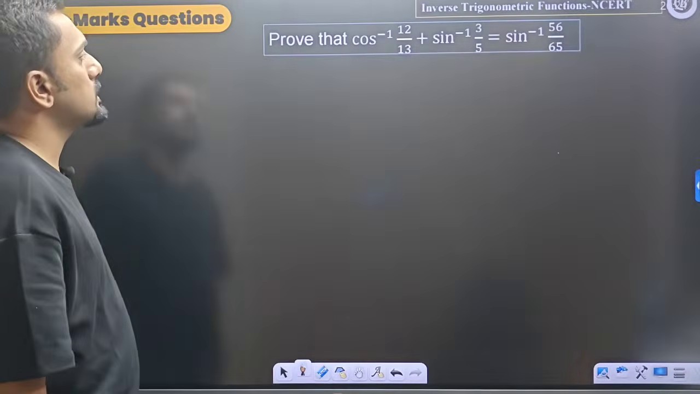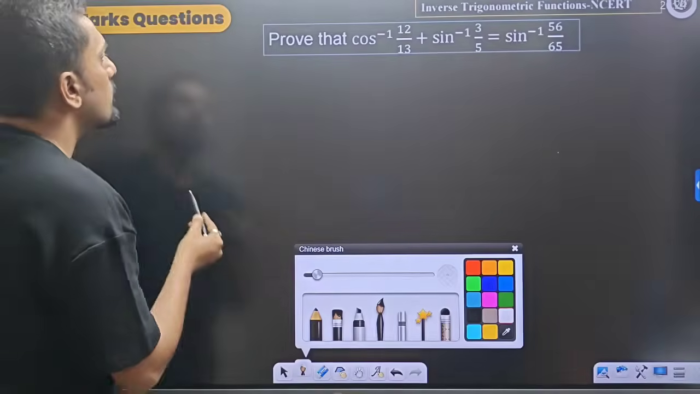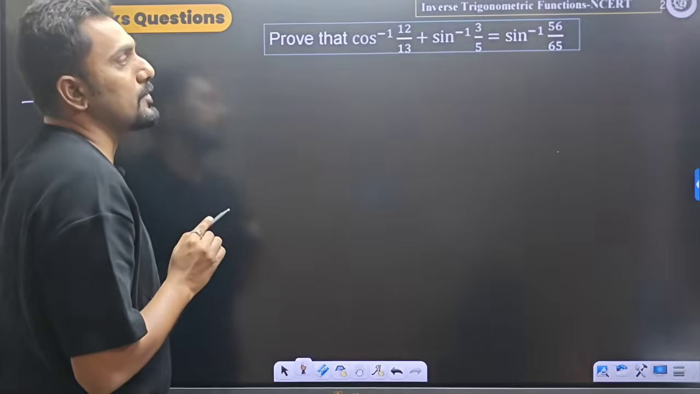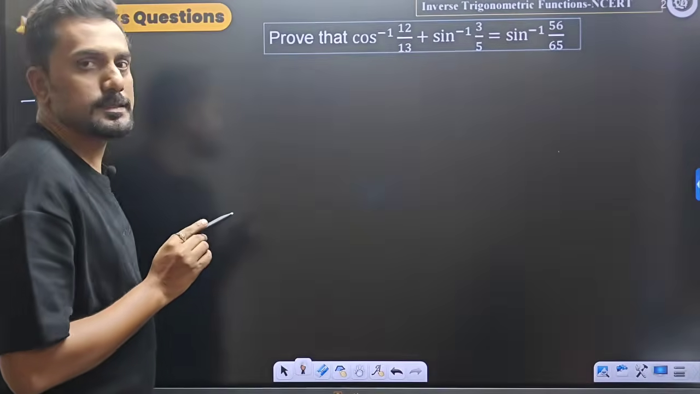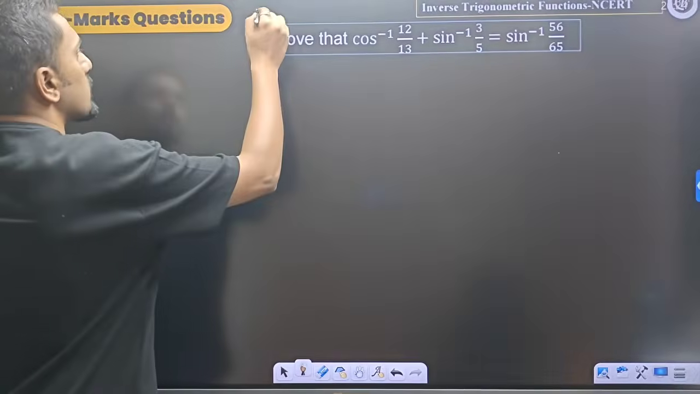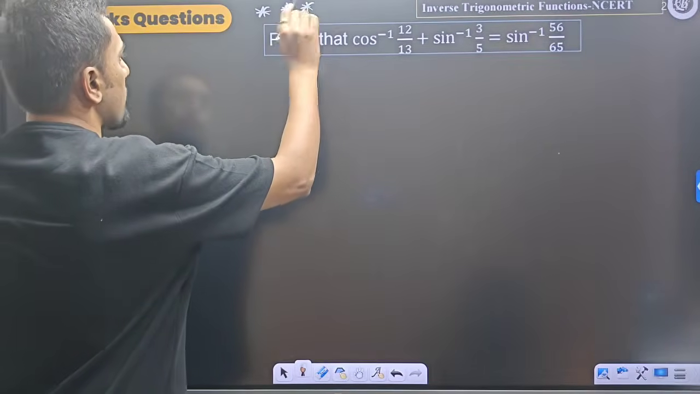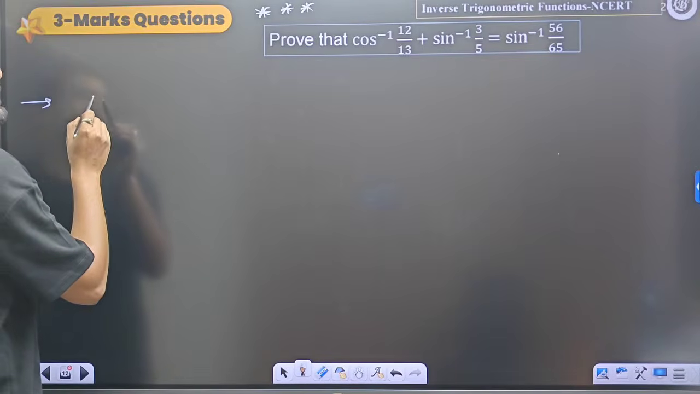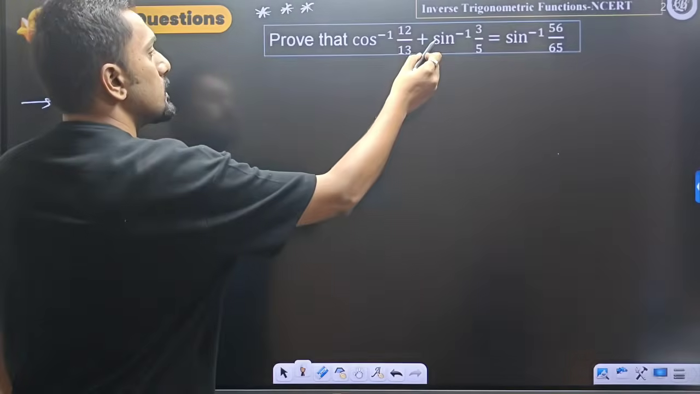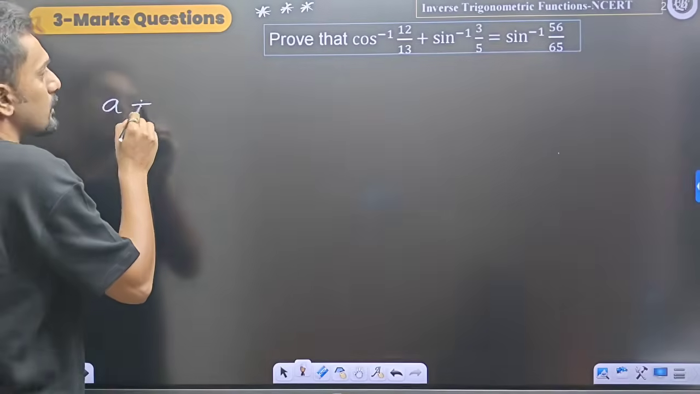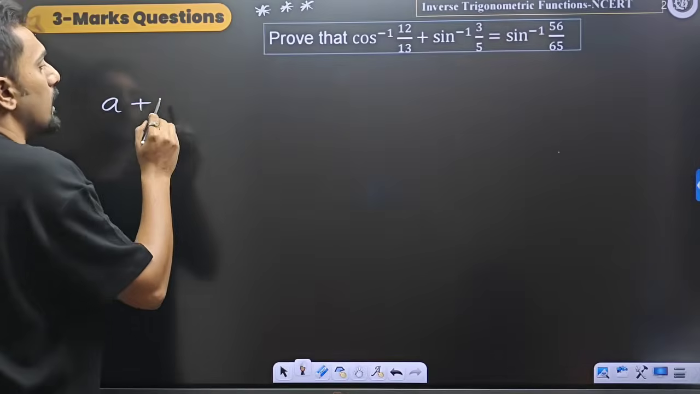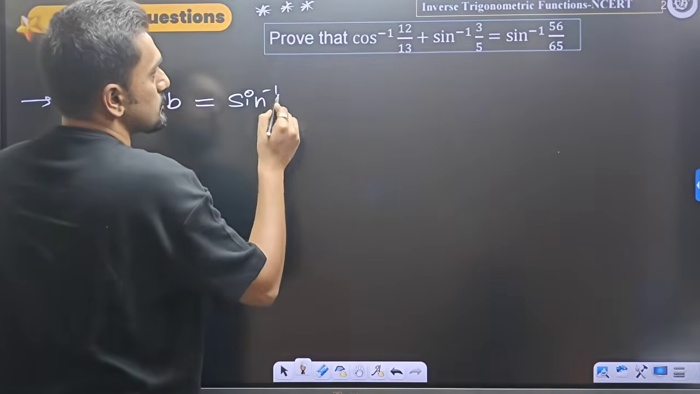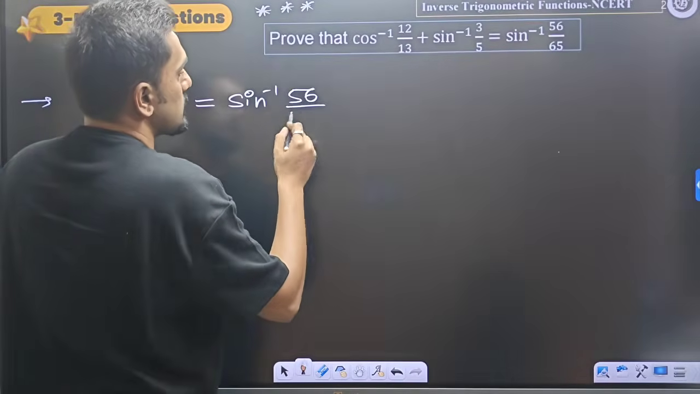So the next 3 mark question is: prove that cos inverse of 12 by 13 plus sine inverse of 3 by 5 equals sine inverse of 56 by 65. This is a most important question. Let me consider cos inverse of 12 by 13 as A and sine inverse of 3 by 5 as B, and this is equal to sine inverse of 56 by 65.